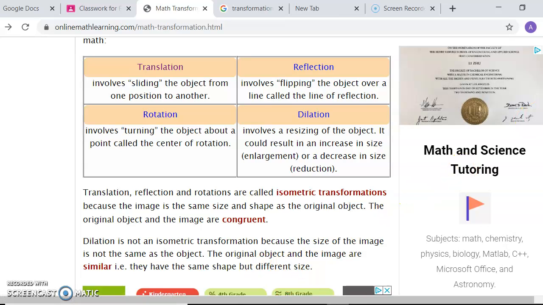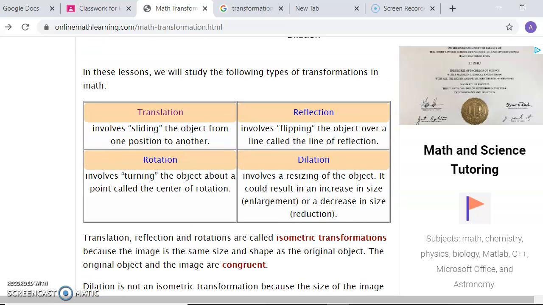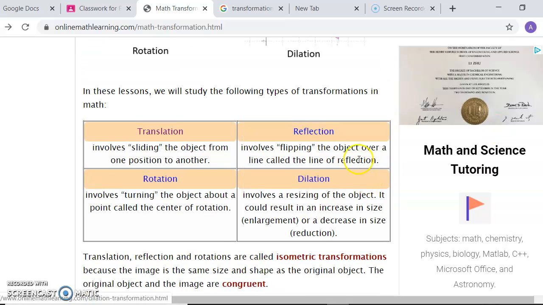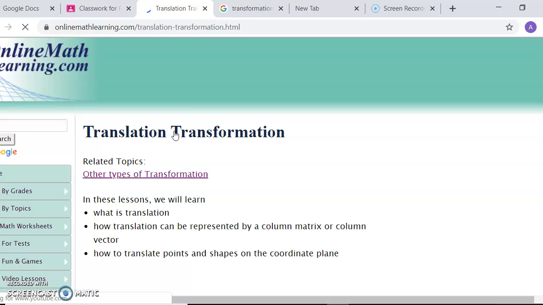Okay, today we're going to focus on translation. Tomorrow we're going to do reflection. The day after, we're going to do rotation. And then sometime next week, we'll deal with dilation. Okay, let's look at translation in a little bit more detail.